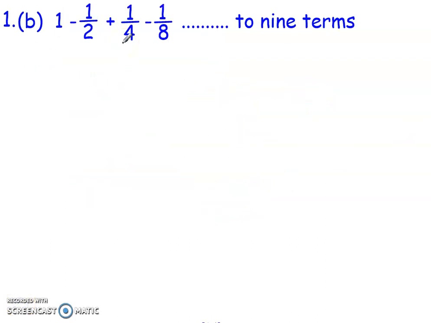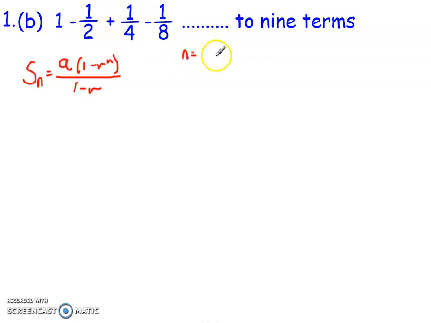So the second question I set you was this sequence here. I've got 1, negative a half, plus a quarter, minus an eighth, and I want to know the sum to 9 terms. Again, it's the exact same formula: S_n equals a(1 - r^n) all over 1 - r. Same formula as before, and we need the same 3 bits of information as we did before.